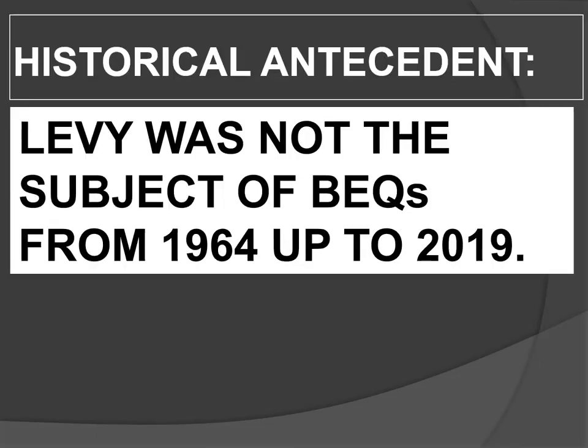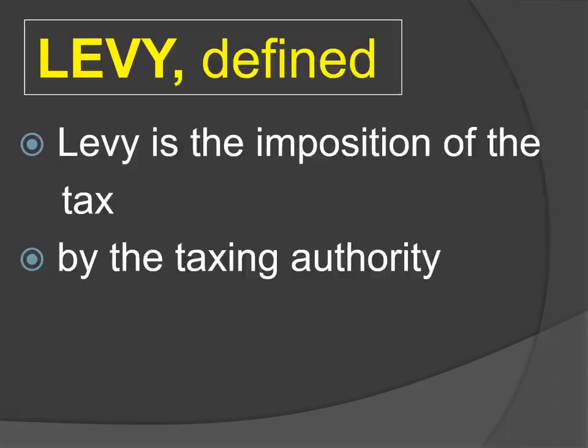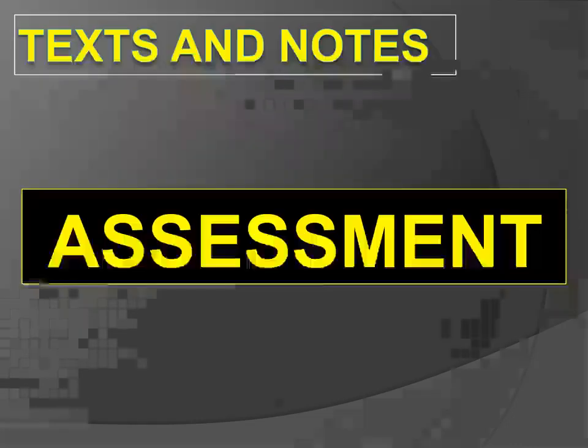So we have levy, and levy was not the subject of our exams from 1964 up to 2019. But what is levy? Levy is the imposition of the tax by the taxing authority. And you know very well by now that the taxing authority is the Congress or the legislative department.